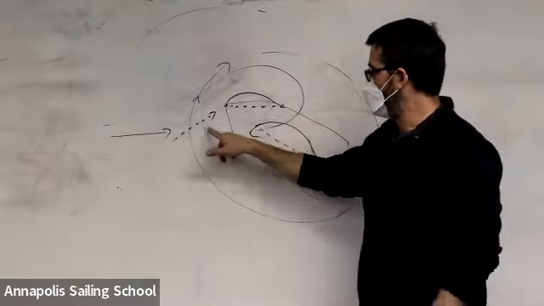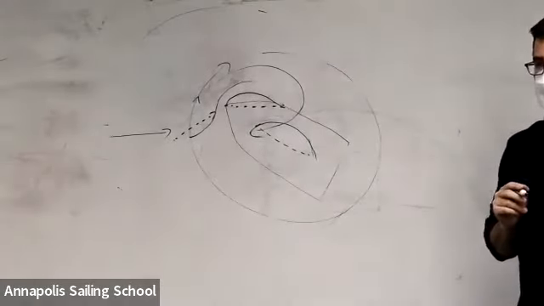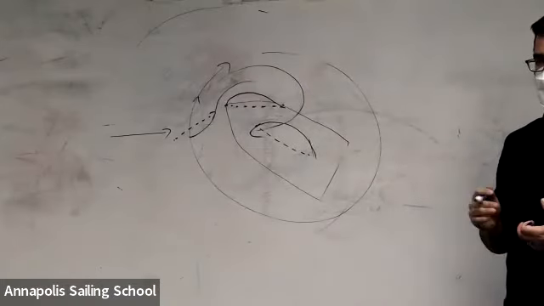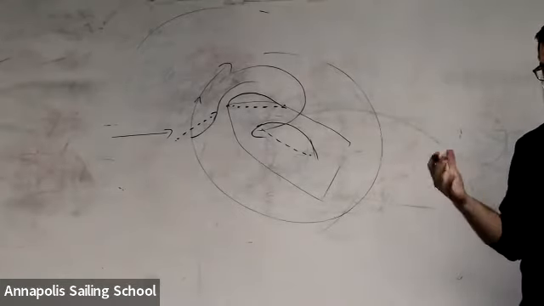The circulation from the main means that the amount of upwash onto the jib is a lot more than it would be if it were just on its own. So the two sails working together create a whole that's better than any one on its own. This is sometimes called the slot effect.